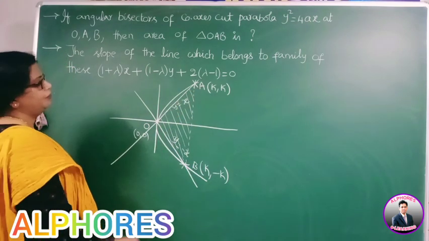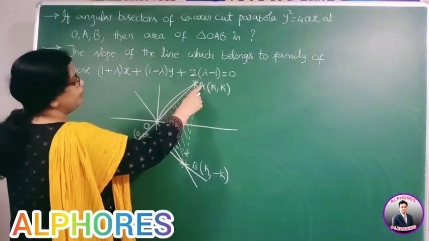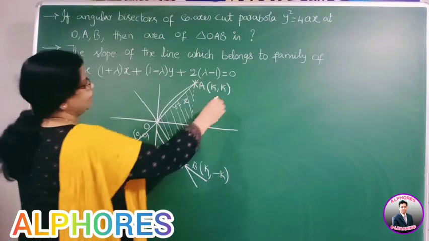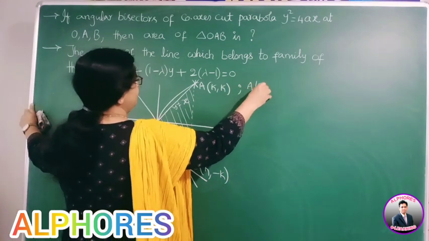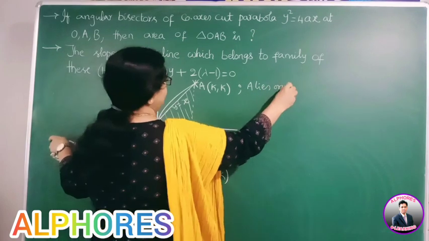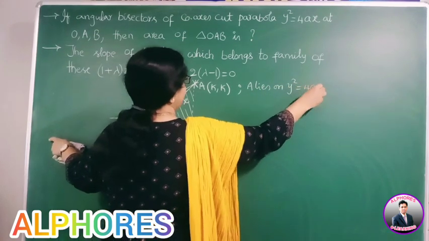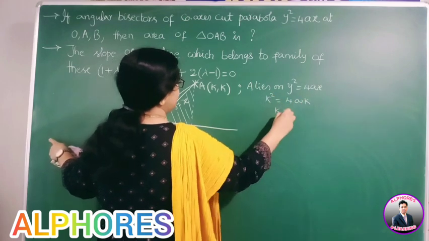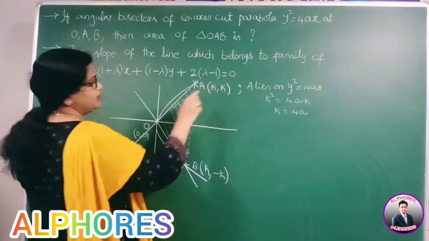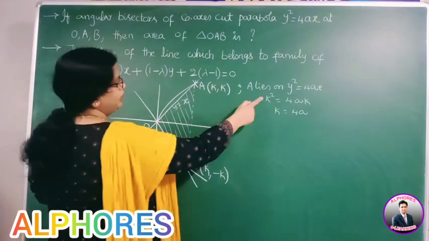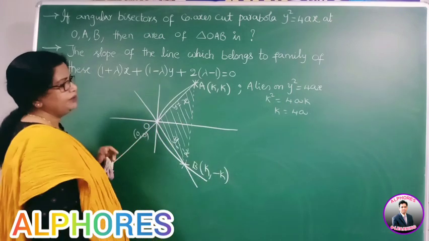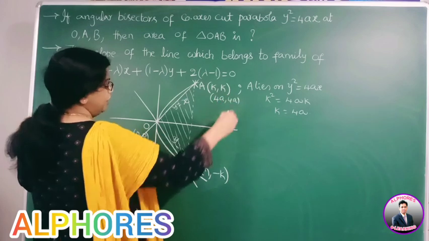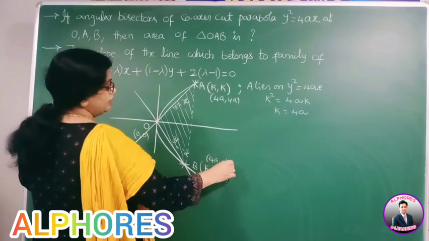Here k is a completely unknown value. This point A or B is on the parabola y square equal to 4ax. Therefore A lies on the parabola y square is 4ax, which implies k square equal to 4ak. That implies k equal to 4a. Hence this point is 4a comma 4a, and when k is 0, the point is 0 comma 0. So this point is 4a comma 4a, and the other point is 4a comma minus 4a.